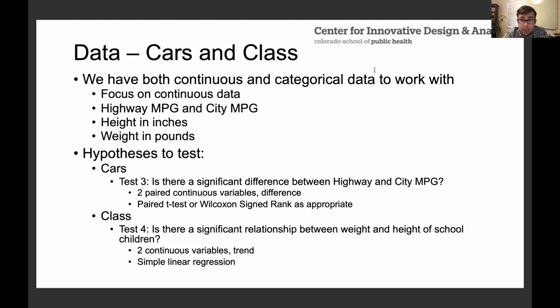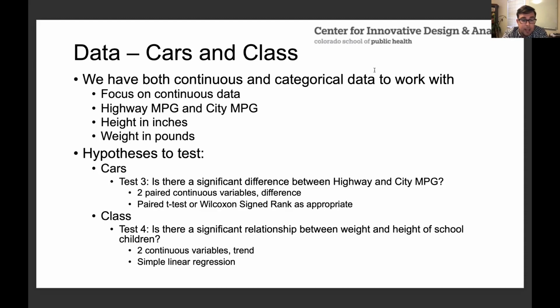For the cars, a reasonable hypothesis might be, I'd like to know if there's a difference between highway and city miles per gallon. It seems reasonable that generally speaking, the highway miles per gallon is going to be higher than the city miles per gallon. So that's something that we can test. In this particular example, I would categorize them as two paired continuous variables. Each car has both a highway measurement and a city miles per gallon measurement, and we want to know if there's a difference between those two. Those are called paired tests, so we'll talk about that as well.